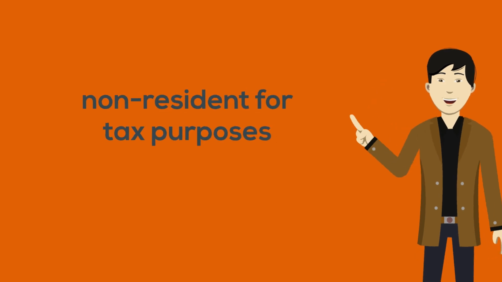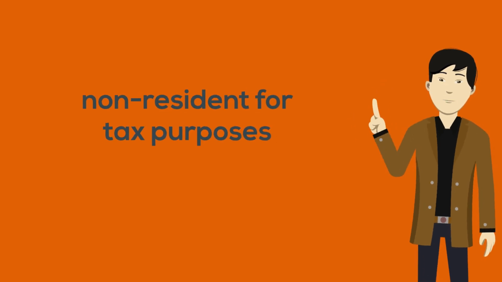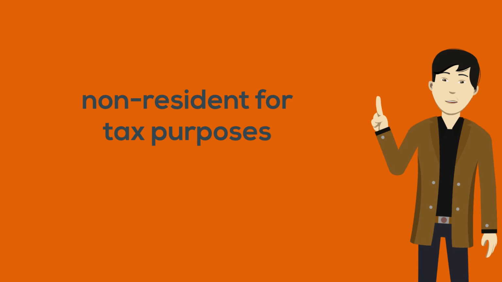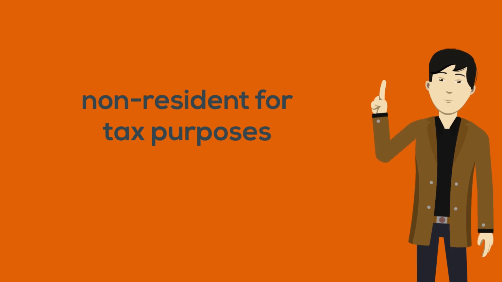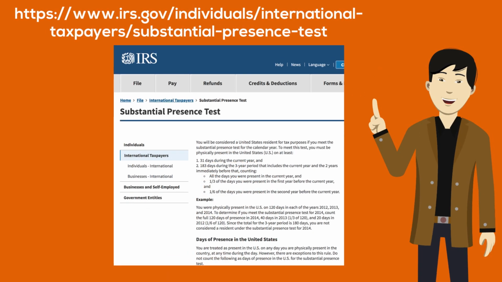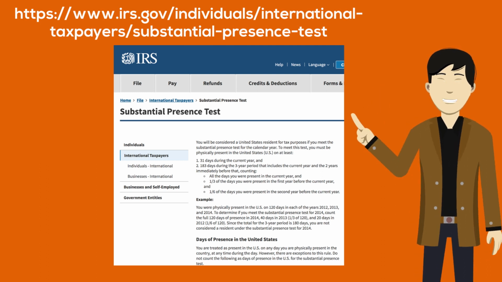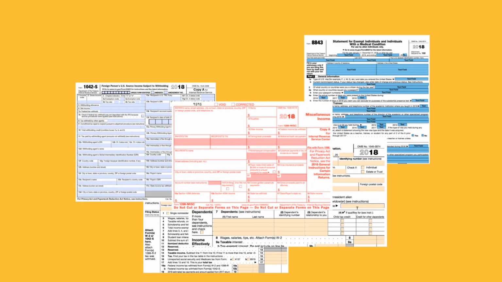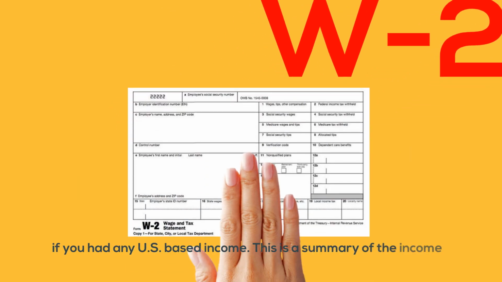So, you've confirmed that you are a non-resident for tax purposes by taking the Substantial Presence test on the IRS website. If you haven't, you may want to do that before viewing this video. Now here are the key forms you'll need to file your taxes. W-2, if you had any US-based income.